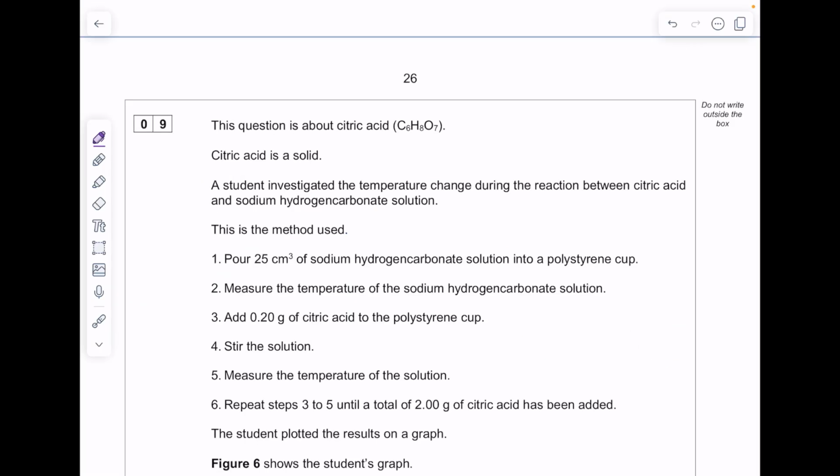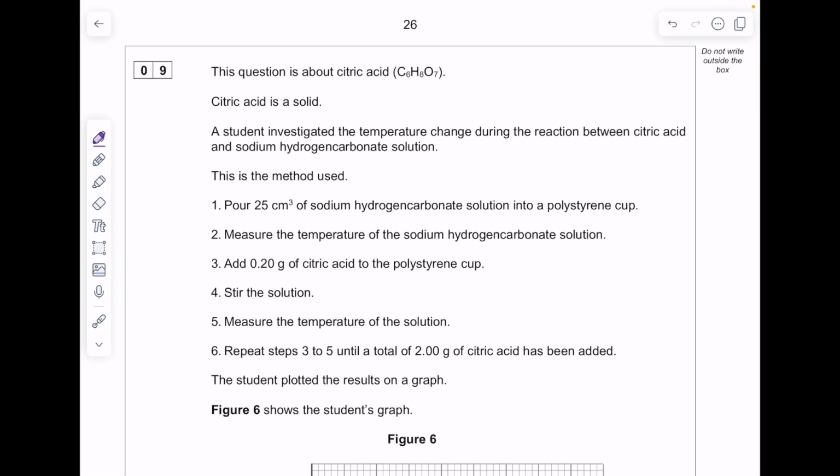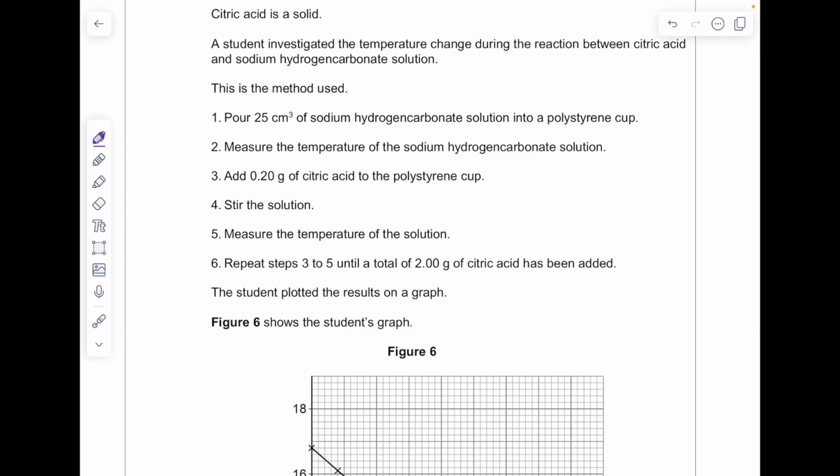This question is about citric acid. Citric acid is a solid. A student investigated the temperature change during the reaction between citric acid and sodium hydrogen carbonate solution. This is the method used. Pour 25 cm³ of sodium hydrogen carbonate solution into a polystyrene cup. Measure the temperature. Add 0.2 grams of citric acid. Stir. Measure the temperature. Repeat steps 3 to 5 until a total of 2 grams of citric acid have been added, and the student plotted the results.